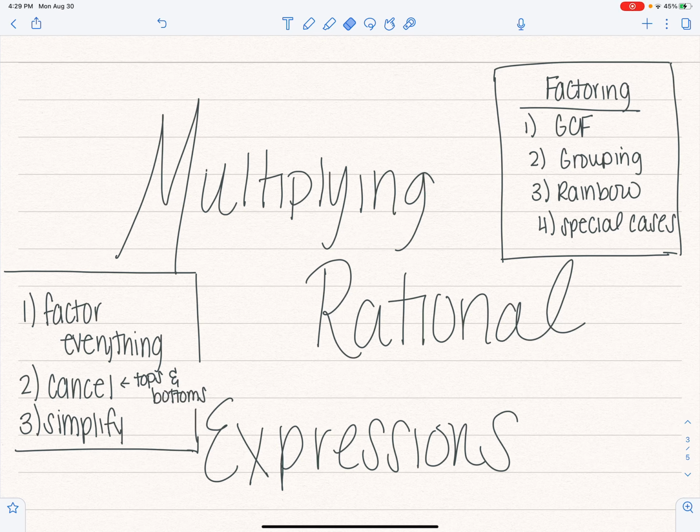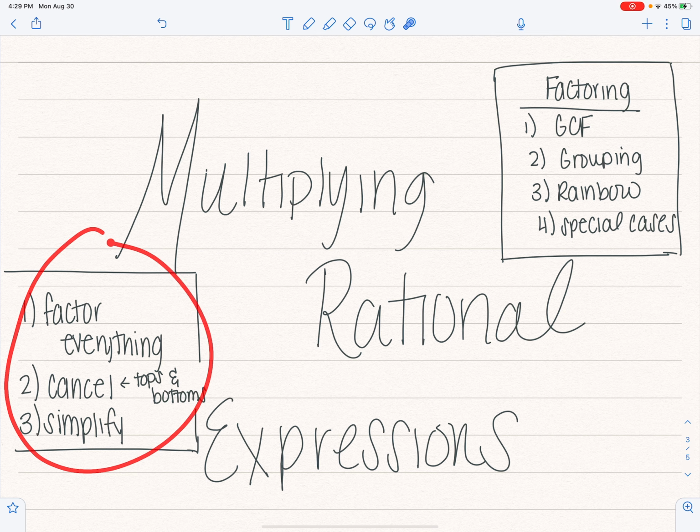Alright guys, so in this video we are going to be multiplying rational expressions. Rational just means a fraction, and multiplying means there will be the times dot between the two fractions. So your steps, you can see over here on the left: you're going to factor anything that looks like it could factor, cancel, you can only cancel tops and bottoms, and then simplify.